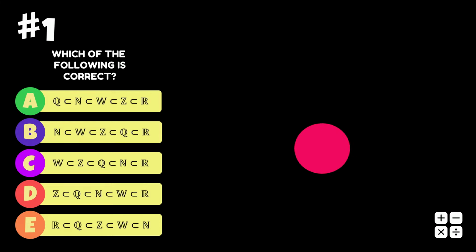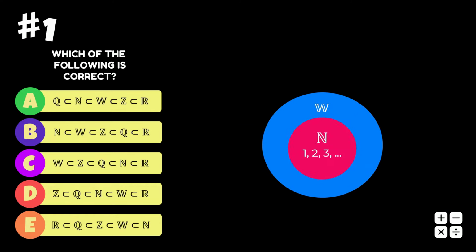As shown here, natural numbers are counting numbers, for example 1, 2, 3, and so on. And whole numbers include natural numbers and the number 0. Therefore, the set of natural numbers is contained within the set of whole numbers. In other words, the set of natural numbers is a subset of the set of whole numbers.